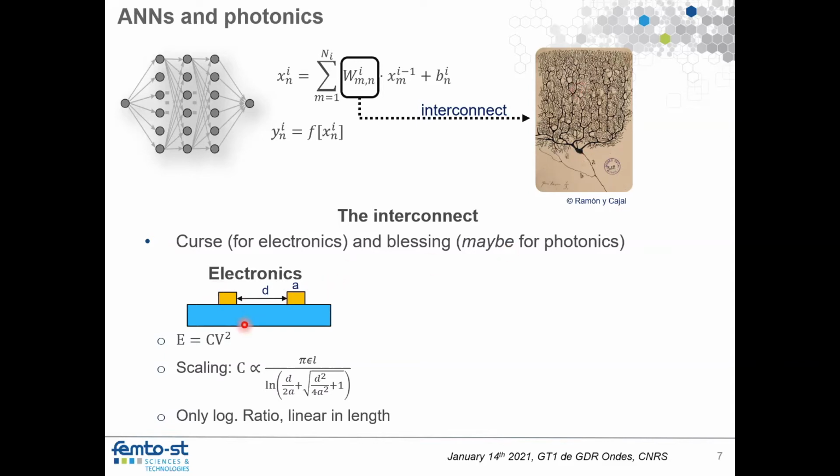So in electronics, switching an electronic wire, just by capacity and charge, has an energy penalty associated with it. And the problem is the scaling of this energy penalty. The capacity of such neighboring wires scales, of course, with their length, with the surface area. But then if you look at the distance between those, it depends on the logarithm of the width and the distance of such a wire.